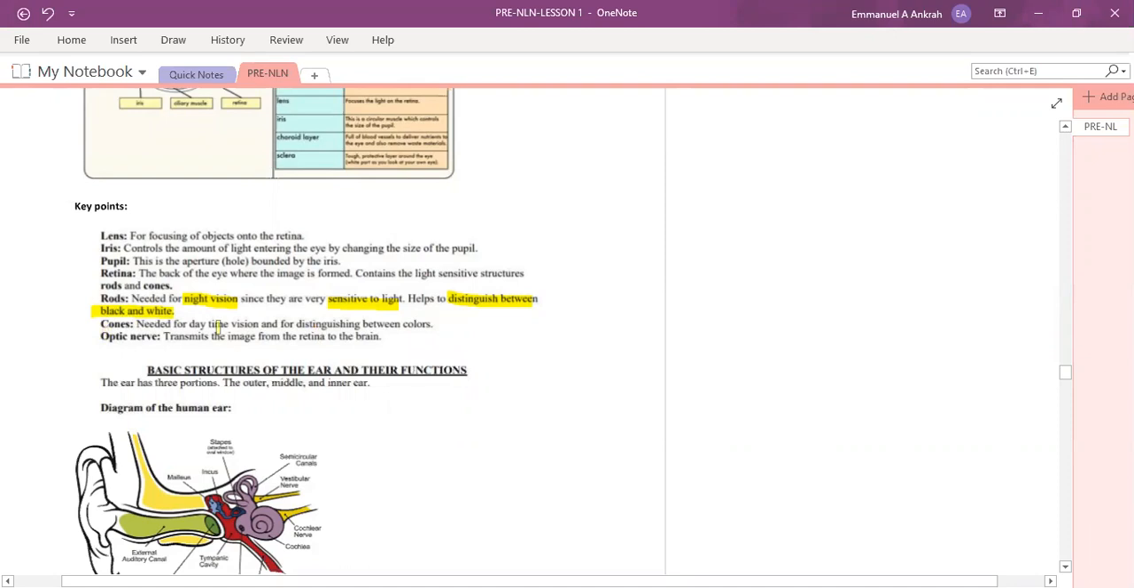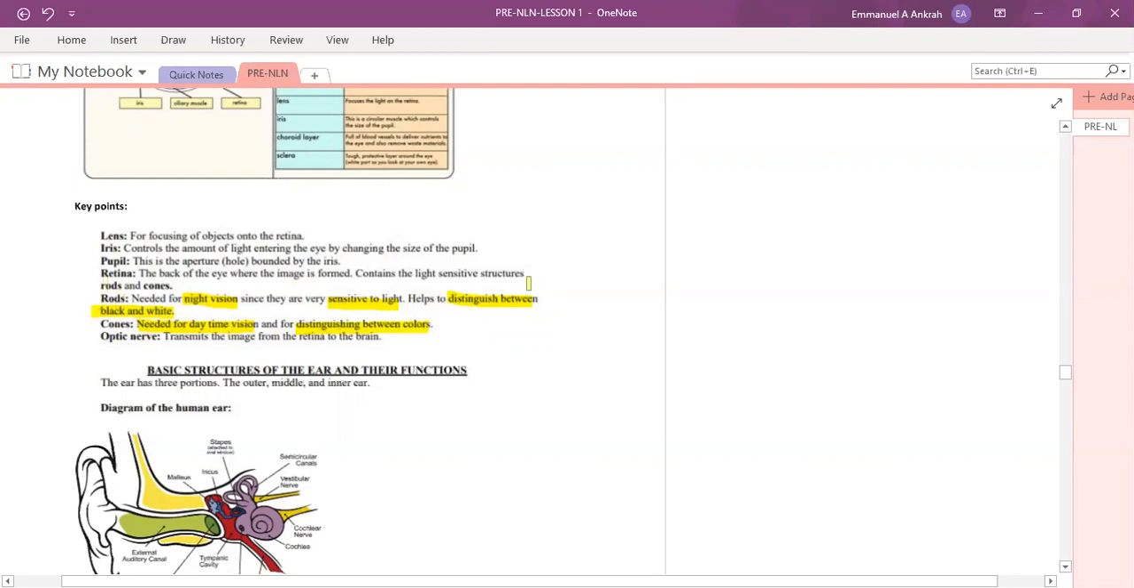While the cones are needed for daytime vision. They are less sensitive to light, so you need a lot of light to stimulate them. So they are needed for daytime vision and also for distinguishing between colors. If somebody has a problem with colors, like the person is colorblind, it means that there's a problem with the cone. The cone has a problem, so that's why they can't distinguish between the colors.